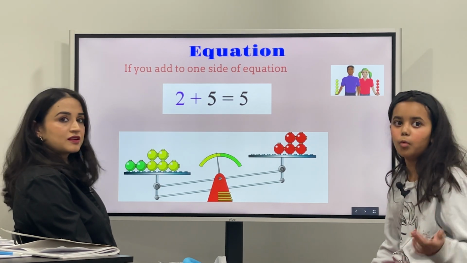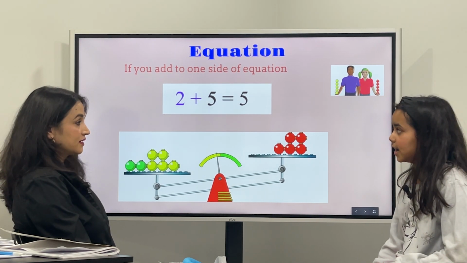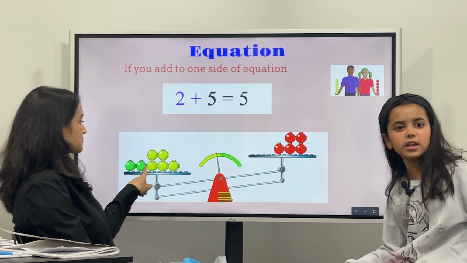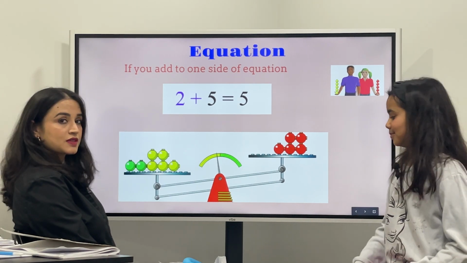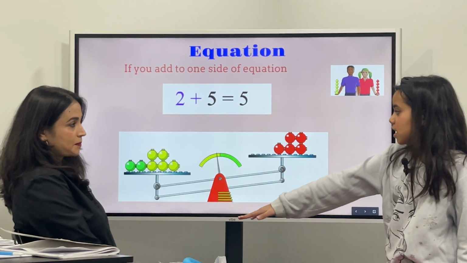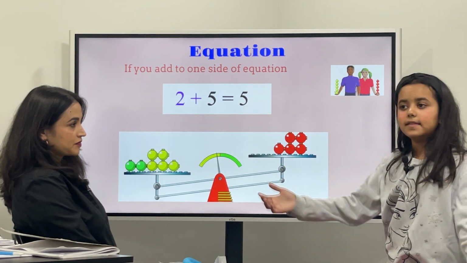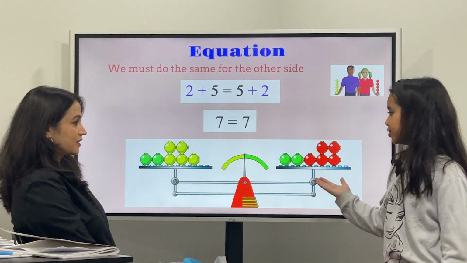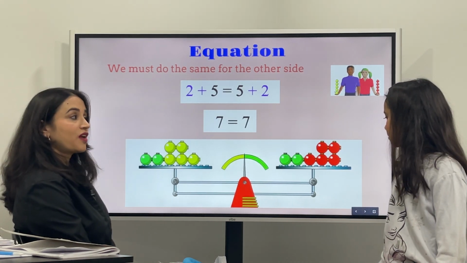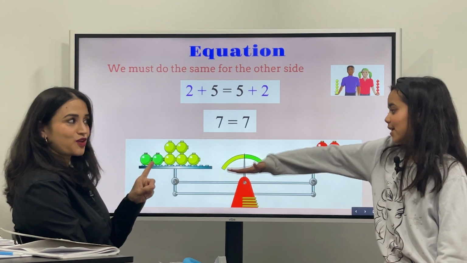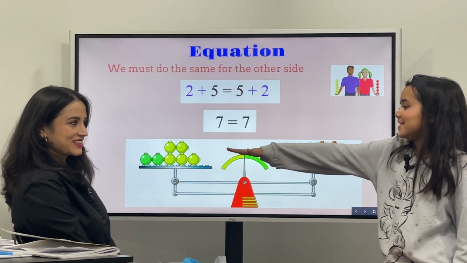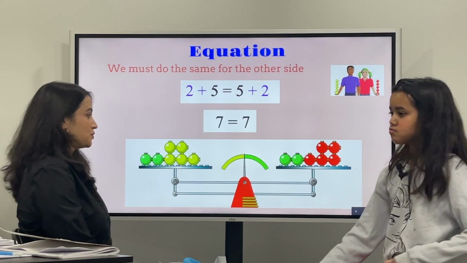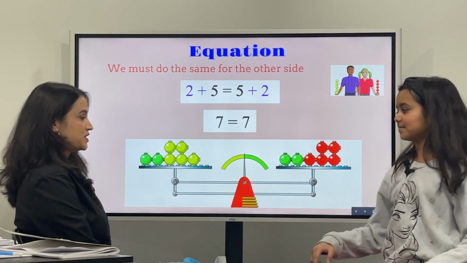If you add more numbers to one side, like I added 2, so here that's 7. Oh no! Our scale is now like this, but we want it like this, right? Let's see what we can do. If we add 2 here, now we have to add 2 to the other side too. It has to be fair to both sides. Now the equation is fair. Yay! You added 2 to both sides, which is 7 equal to 7.